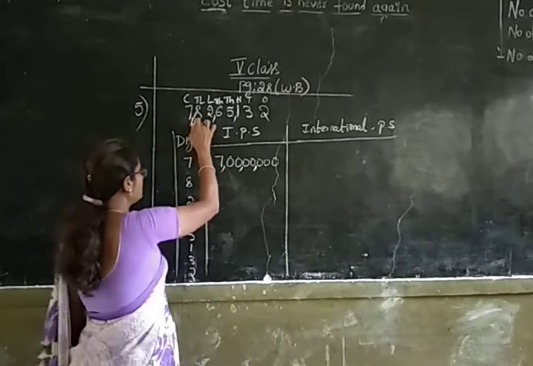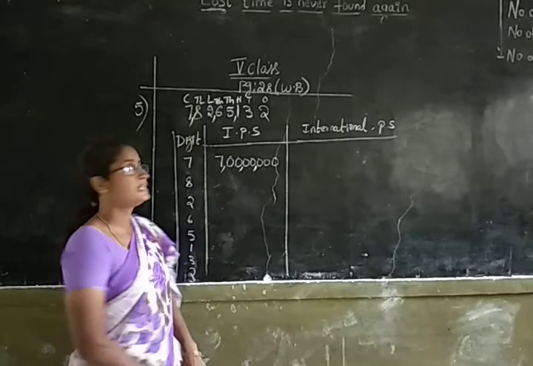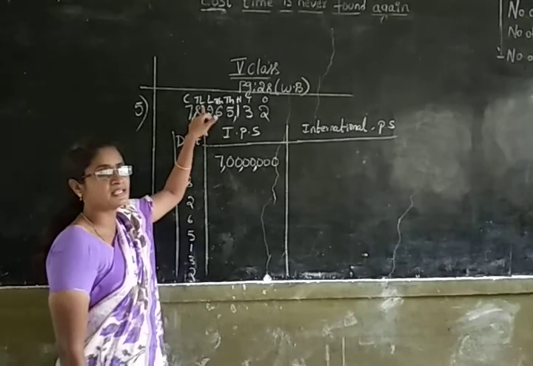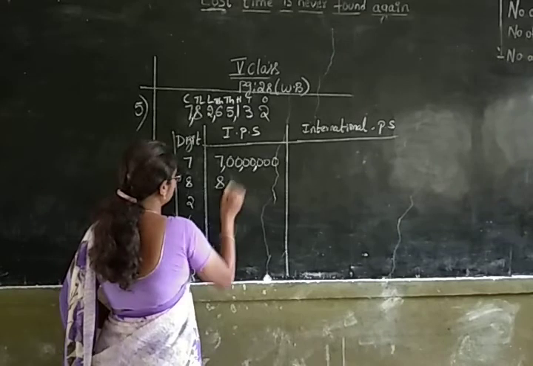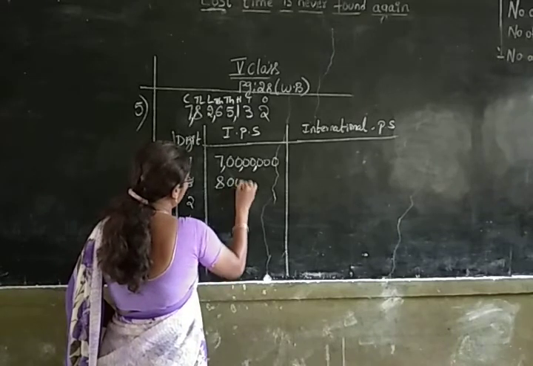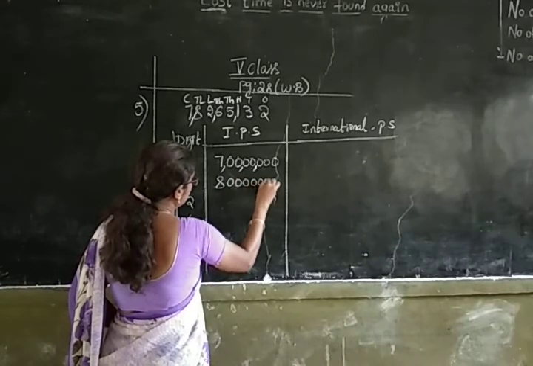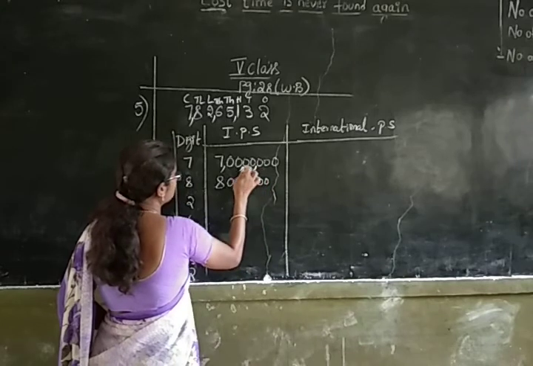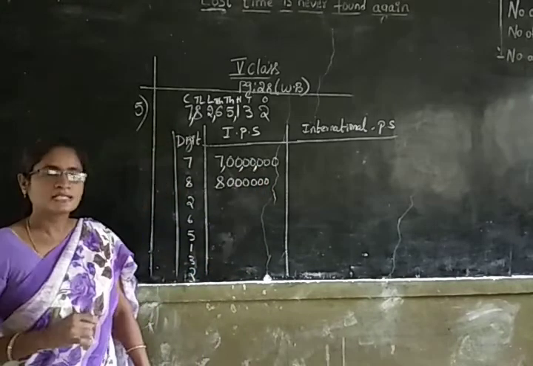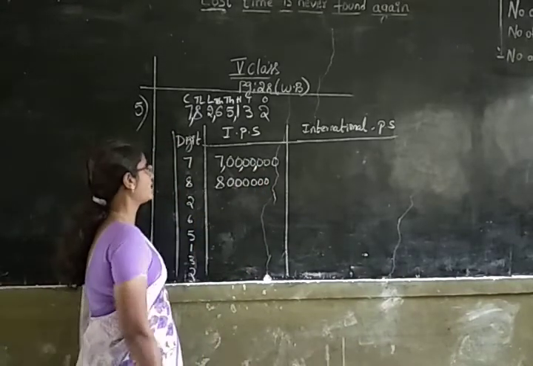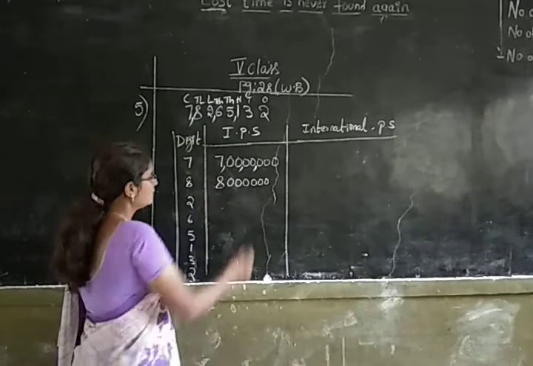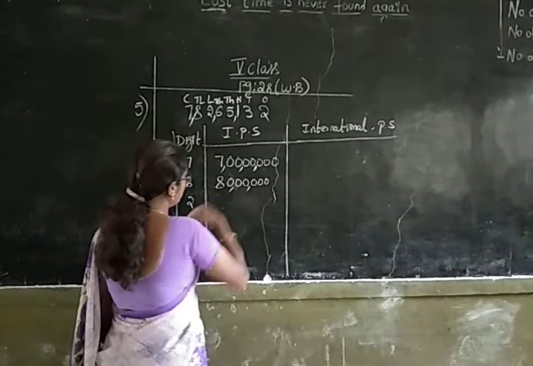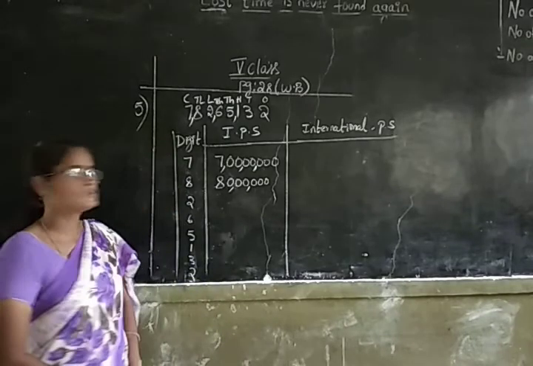The next number is 8. Okay, 8 is in which place? 8 is in 10 lakhs place. So you have to write down 6 zeros. 1, 2, 3, 4, 5, 6. You have to write down 6 zeros after 8. So its place value is 80 lakhs. Now let us place the comma according to the Indian place value system.